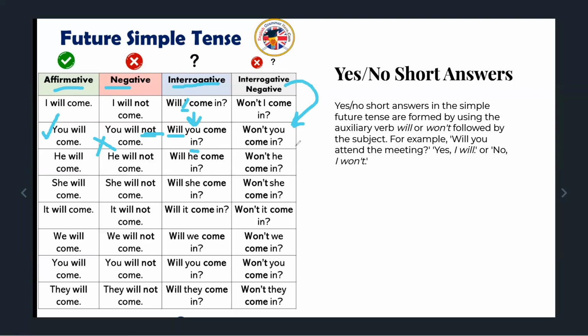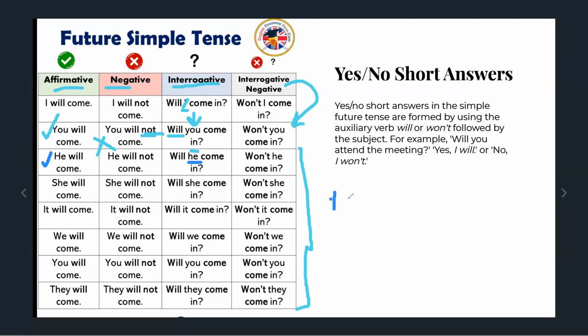You will not come. Here, I want to explain some other examples. So let's go one by one. First of all, I'm going to go with he. Will he come in? As in the other two examples, you're going to use the same form to respond to these questions. If you want to say yes, you're going to say he will come. Yes, he will come.